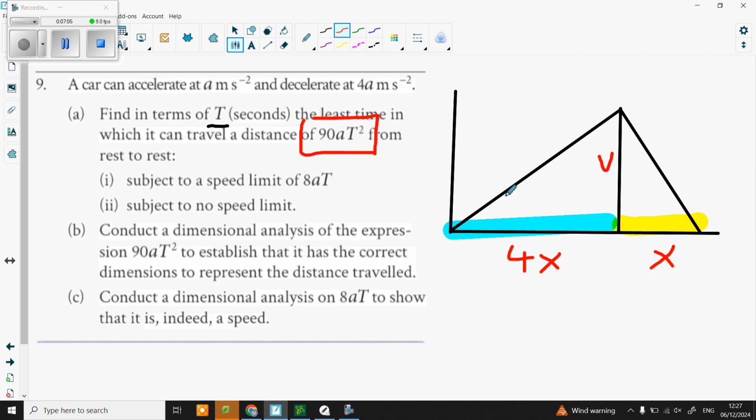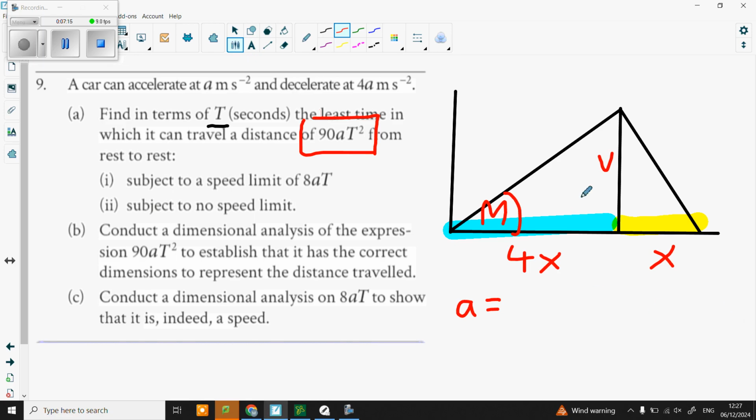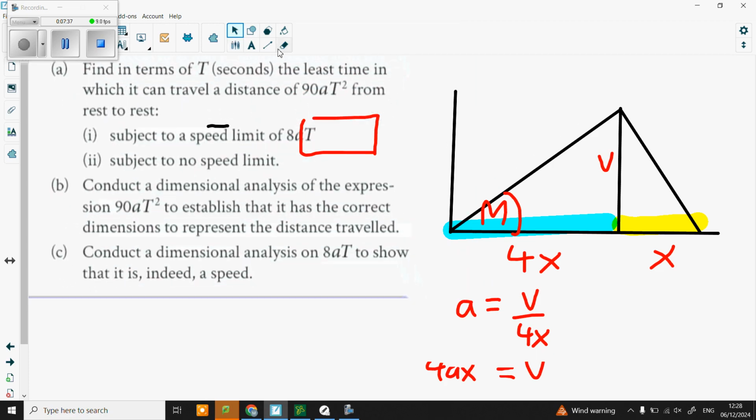First thing we're going to do is try and use the acceleration. We'll call this m. Now, what can we say about the acceleration a? It's the rise over run. Would that be all right with you guys? So we have a equals v over 4x. And that would mean that v is what? 4ax. That'd be all right. Don't really know what to do with that. Just have to park it there and get inspired, I suppose. Just parked it there and I have no idea what I'm going to do with it yet.